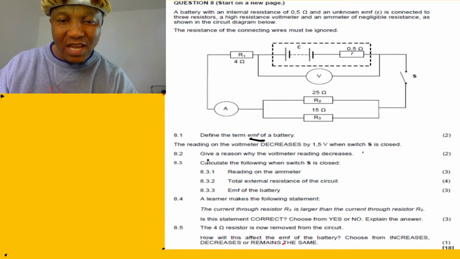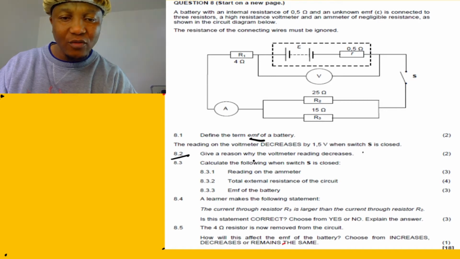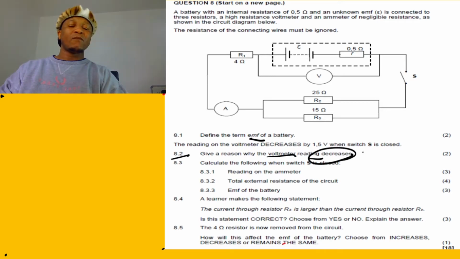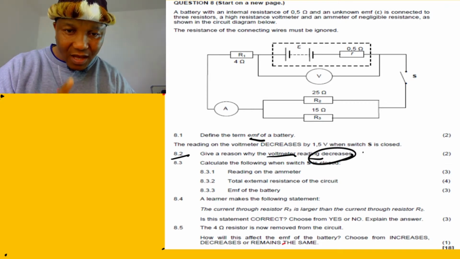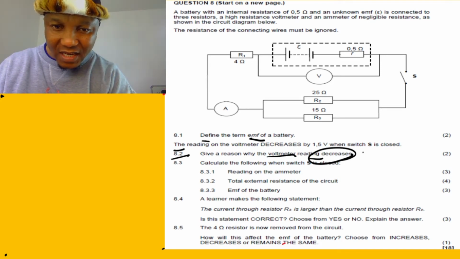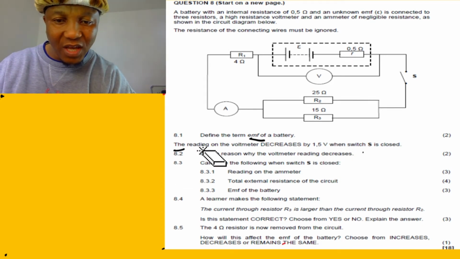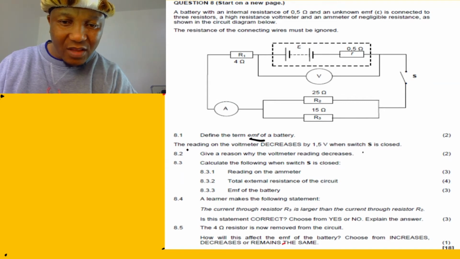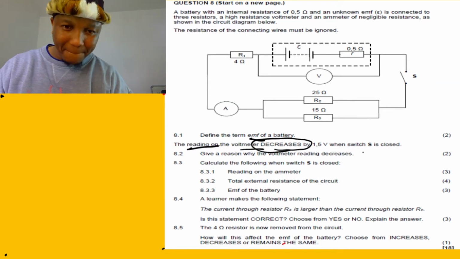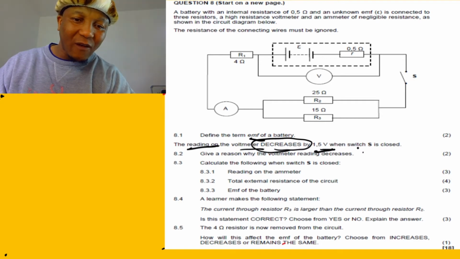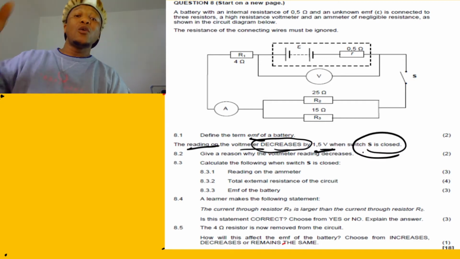Now let's go to the second one. They say give a reason why the voltmeter reading decreased. Why did the voltmeter reading decrease? Now they say the reading of the voltmeter is going to decrease by 1.5 when the switch is closed.